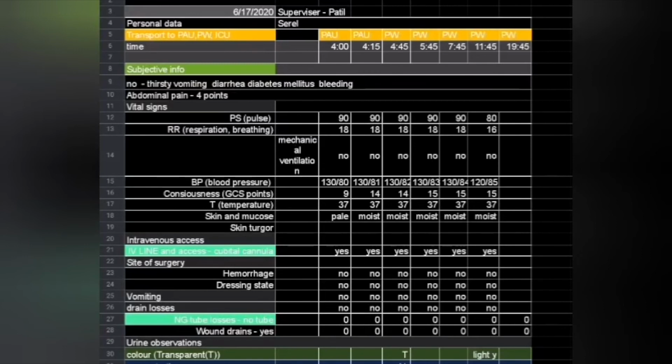The time will be at 4. So, according to the observation, the vital signs: pulse is 90, respiration is 18. There is no mechanical ventilation. Blood pressure is 130 per 80, consciousness is 9, temperature would be 37, skin is pale. For laboratory diagnosis of the urine specimen, the urine would be yellowish, there is no blood present, expected is 70 until 80 milliliters per hour.